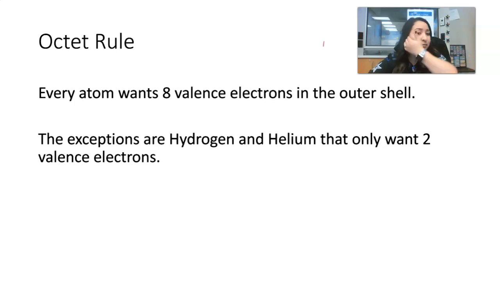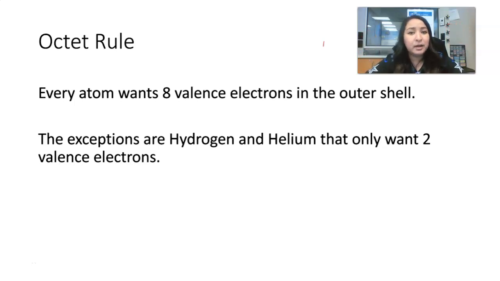The octet rule, think of the word octo. It comes from the Greek prefix octo for 8. Think of the word octagon, octopus. Octagons have 8 sides, octopuses have 8 tentacles. Well, the octet rule in chemistry means that every atom wants to have 8 valence electrons in their outermost energy level, right on the outside.